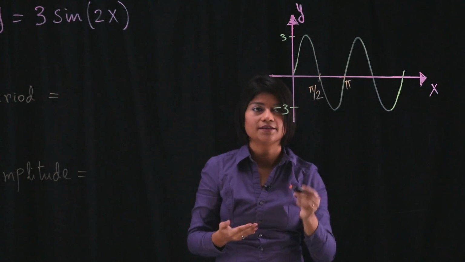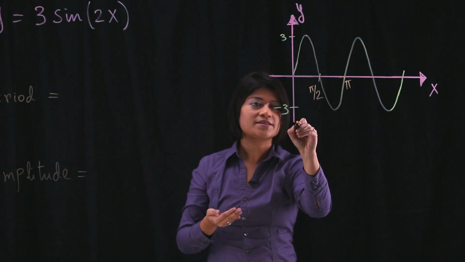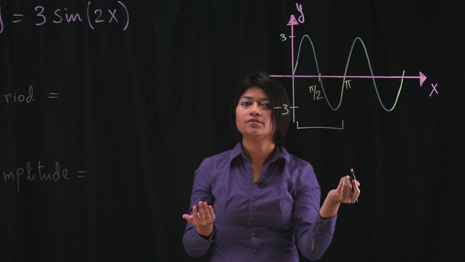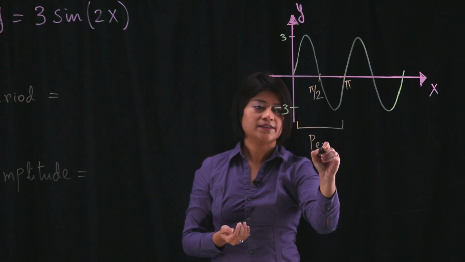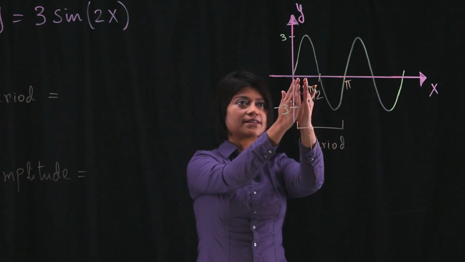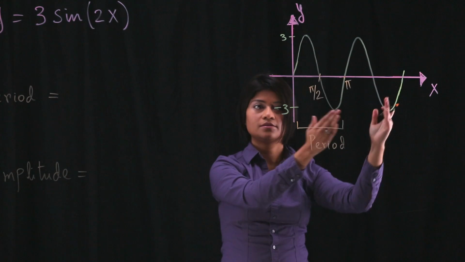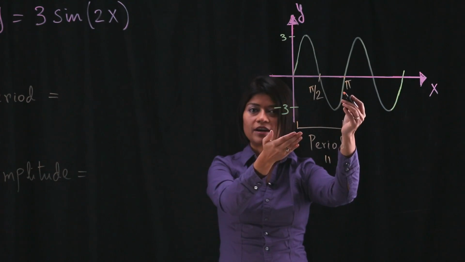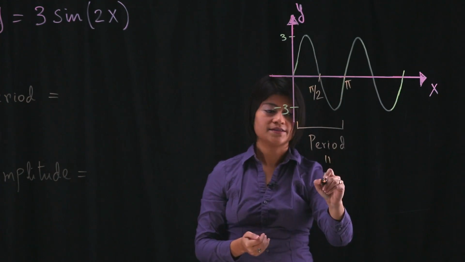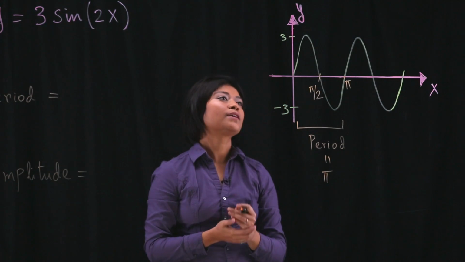So what is period? The period of this trigonometric function is just the length of one cycle. That's basically it. So that's the period. It's the distance on the x-axis between successive cycles. So in this case, just looking at the graph, you can say the period is pi. Okay. Now what is amplitude?